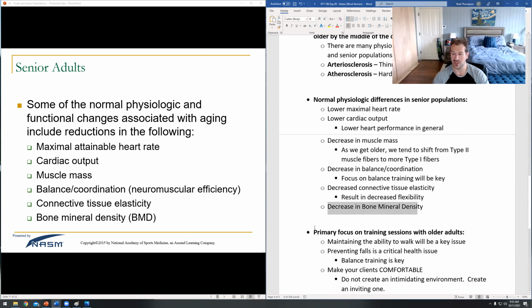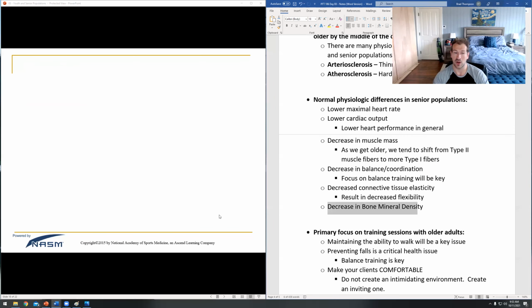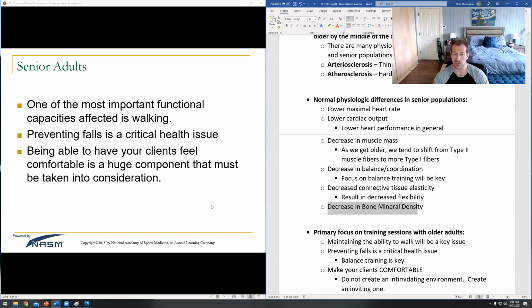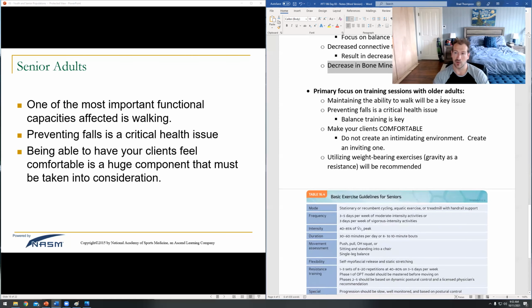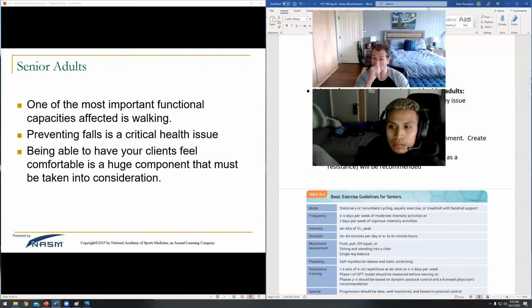And then we also do see a decrease in bone mineral density, which is why we want to put the emphasis on gravity specific training, weight bearing exercise. Lifting weights is so important for senior clients and it doesn't get enough credit. But remember, lifting weights causes those little microfractures in our skeleton, which means we keep our bone mineral density around. If we know that it's going to start decreasing, we want to stem that.